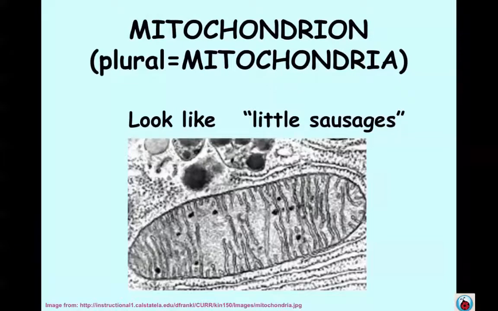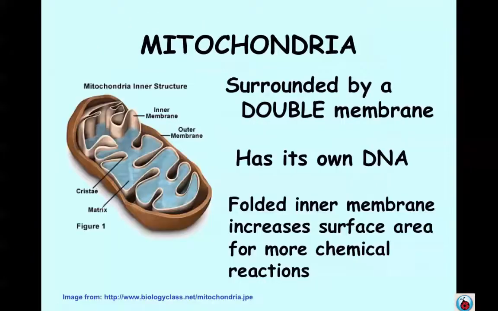Okay, so they look like little sausages, or I like to say little jelly beans. They're surrounded again by a double membrane. It has its own DNA. It's actually a very complex organelle. The folded inner membrane increases surface area. Very important. Make sure you know that. It will come up later in this semester. So it basically has a double membrane inside. The more folds it has, the more chemical reactions it can do, and the more energy it can make.